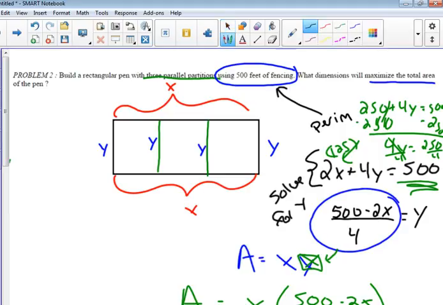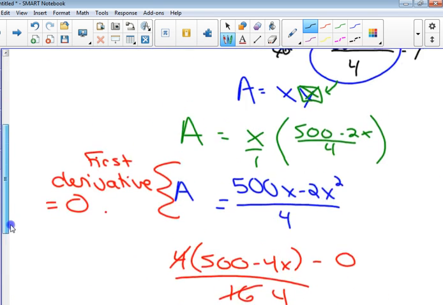So your y should be 62.5. The x was 125.